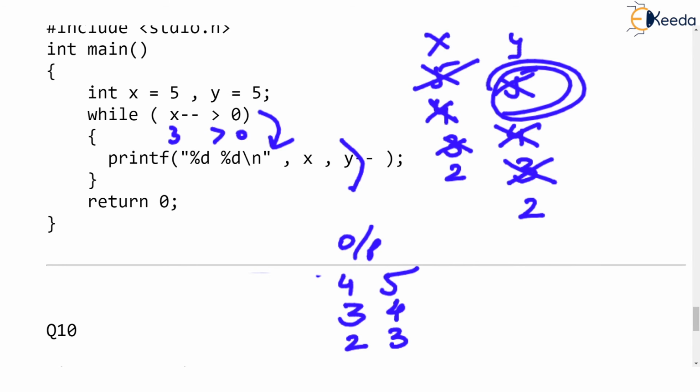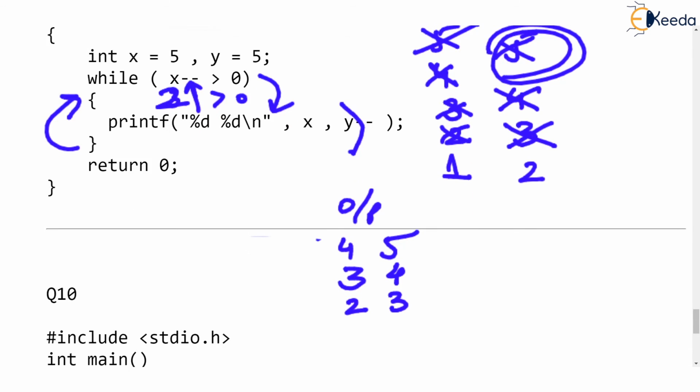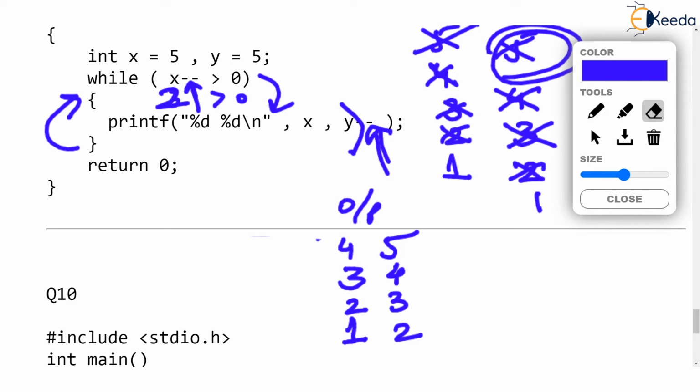Again, go back to while. x is now 2. 2 is greater than 0, true condition. But due to minus minus over here, x becomes 1. And then when we go inside the loop, we are printing the next output. The next output is 1 followed by y. y is 2, but due to this minus minus here, y becomes 1. Okay, the new values are 1 and 1 respectively.